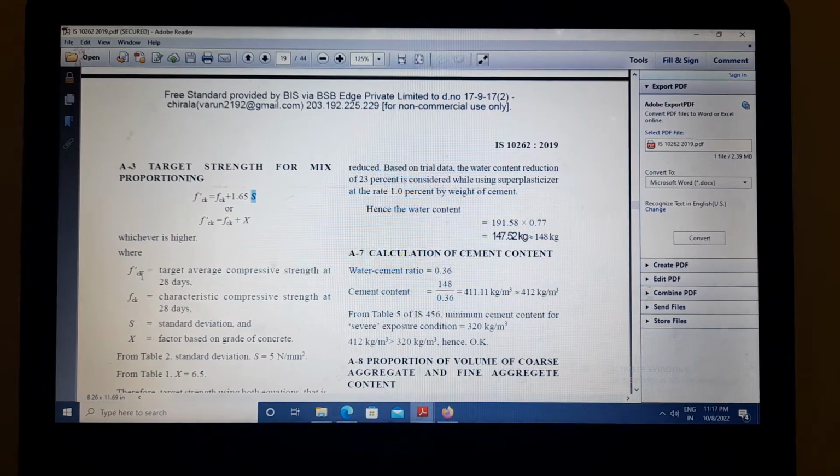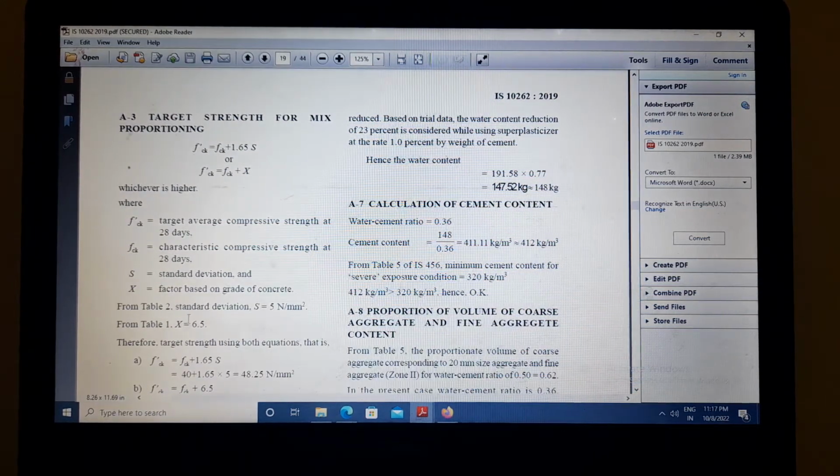You can see here F dash ck is the target average compressive strength at 28 days, fck is the characteristic compressive strength at 28 days, and s is the standard deviation, a factor based on the grade of the concrete. For deciding target mean strength, you should use any of the formulas as given here. So you should get the assumed standard deviation from IS 10262, which is given in table 2. Now I will show you table 2.